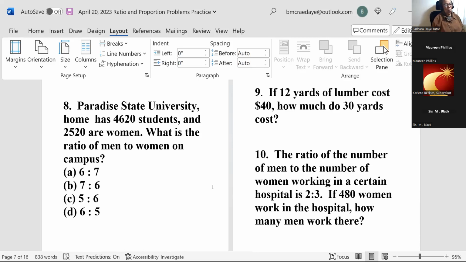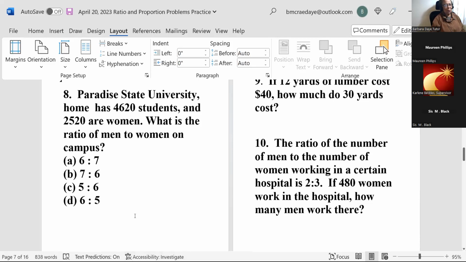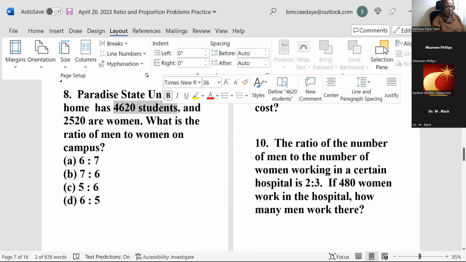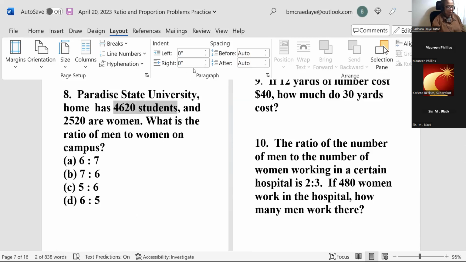Okay, so what would be your first step, Maureen? I will put what is the ratio of men? No, what would be your first step? I will put 4,620, right? Wait a minute, think about it. That's students. That's a total of students. Be careful now. What would be your first step?